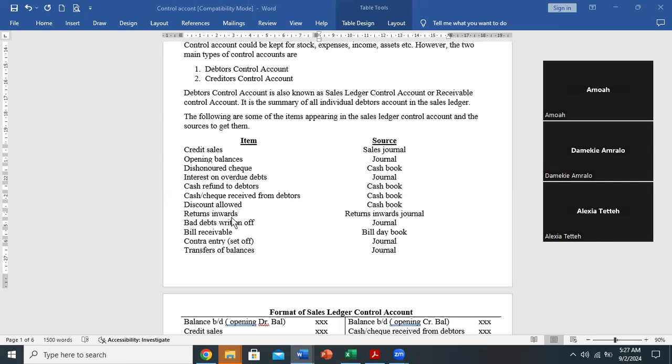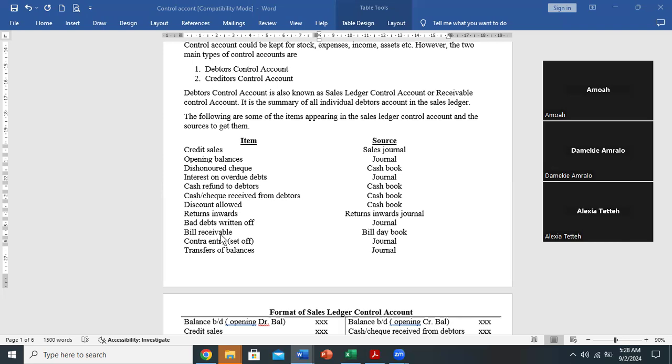Returns inwards. So I buy shoes worth 200 from you, so I owe you 200 cedis. Okay, and then I return some of the shoes to you. That will mean that my debt is also going to decrease. So returns inwards will decrease the debtor's balance. Bad debt written off. When you write off a bad debt, it means you are canceling the debt. So cancellation means a reduction.